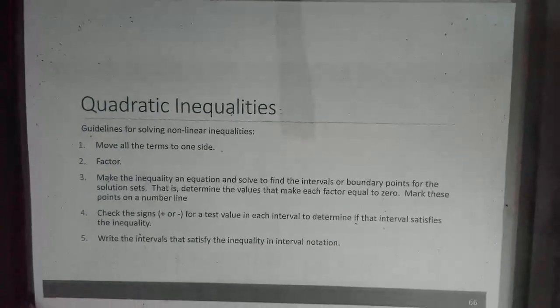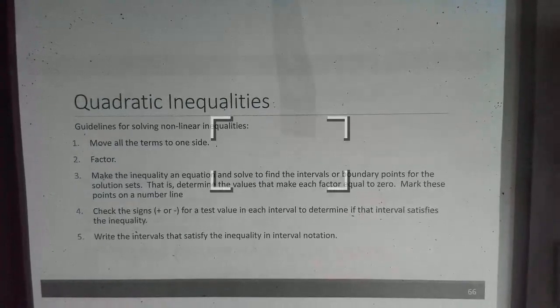For the rest of this section, we are going to be looking at quadratic inequalities in an algebraic sense. So for solving nonlinear inequalities, we're going to start by moving all the terms to one side. We're going to factor if at all possible. We're going to make the inequality an equation and solve so that we can find the boundary points for the solution sets.